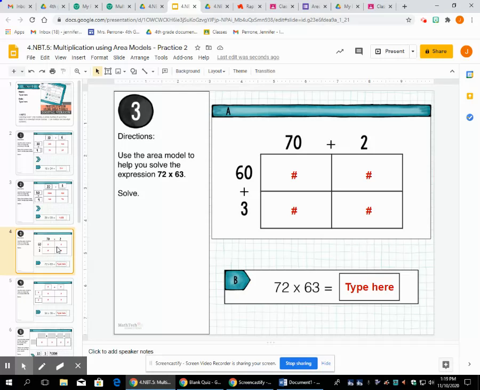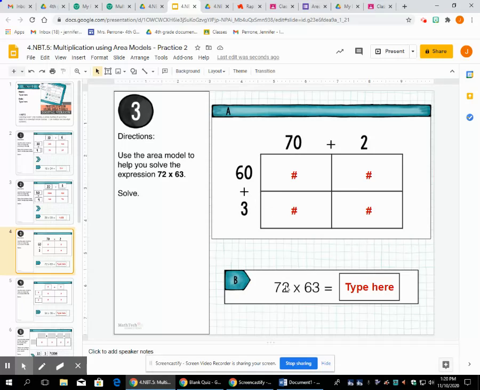Please divide your paper into the 4 quadrants. Our number is going to be 72 times 63. And the first thing we need to do is break up the number. So if I look at the 7, the value of 7 is 70. So I'm going to put that up top. Please make sure your paper looks like my paper.